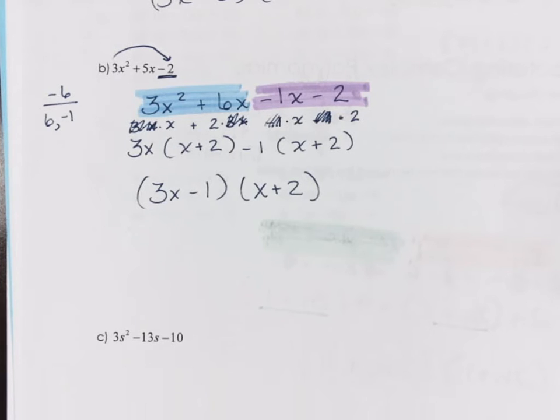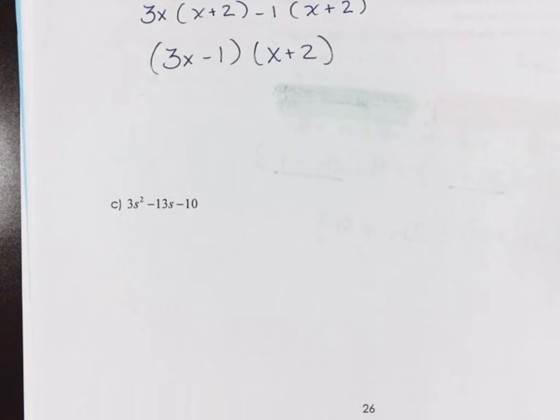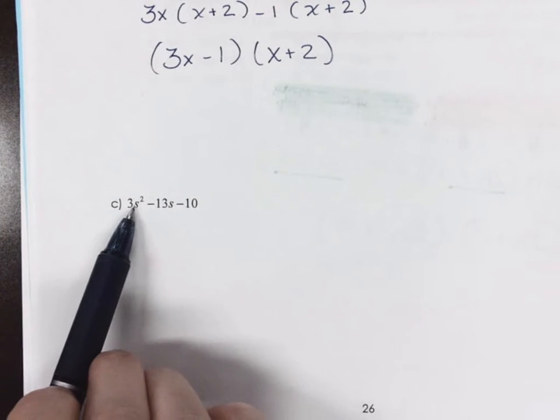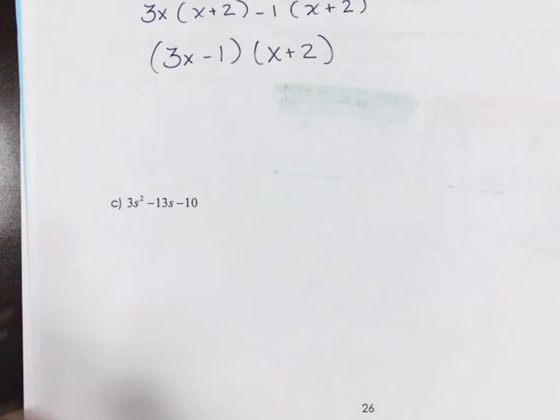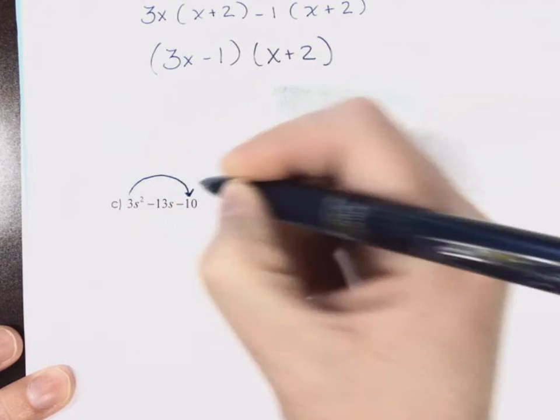Can I common factor this part C? Nope, because I can take a 3 out of here, but not out of here and not out of here. And there's S's in the first 2 terms, but not the last. So we're going to start with doing this multiply again.